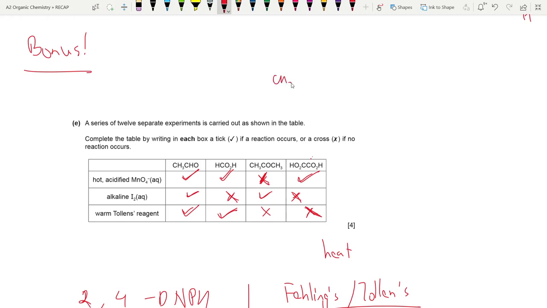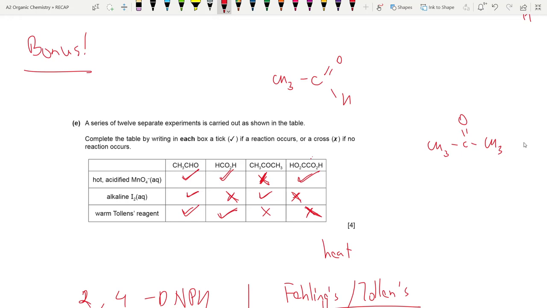Why ethanol though? Even though ethanol is an alcohol, check this out: it has the methyl ketone group, right? That's why it can give a positive test, but the others don't. What about this one, propanone? It has a methyl ketone group, right? That's why it gives a positive test.